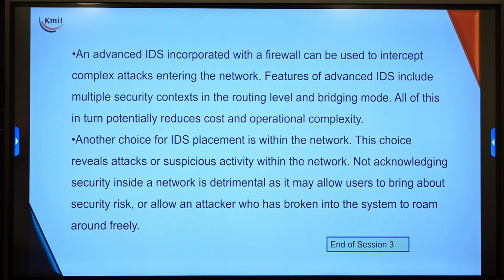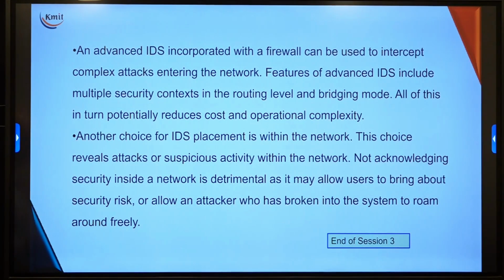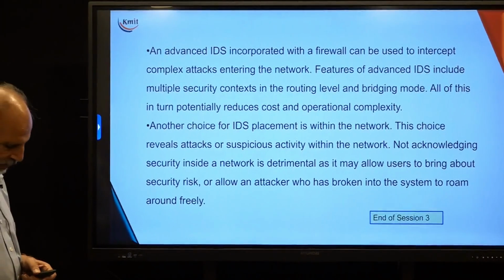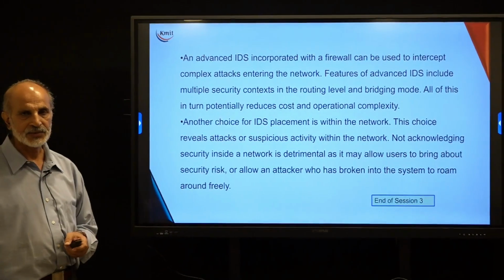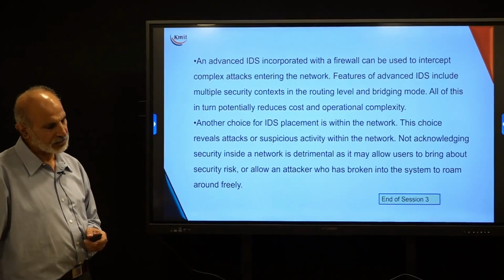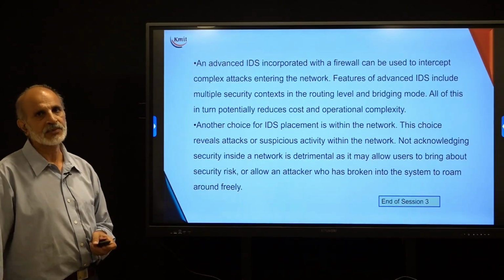Another choice for IDS placement is within the network, and this choice reveals attacks or suspicious activity in the network. Not acknowledging security inside a network is detrimental, as it may allow users to bring about security risks, and allow attackers who can break into the system to roam around freely. With these security issues and measures, I hope we are in a position to understand how cyber security can use the principles of data science. Thank you so much.